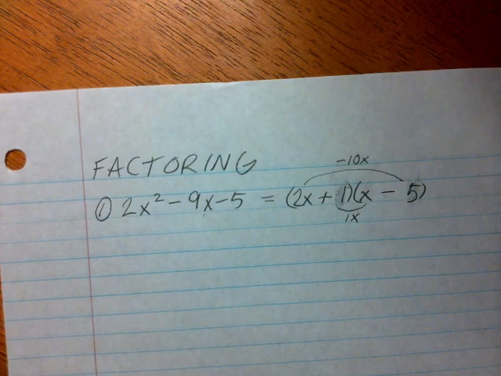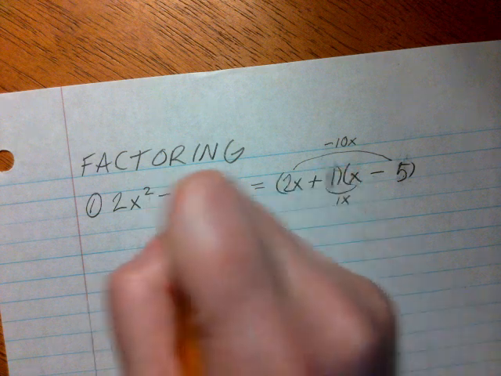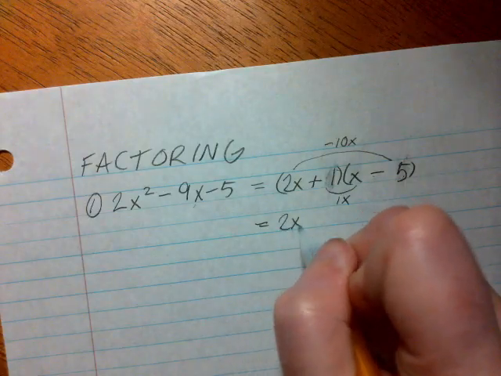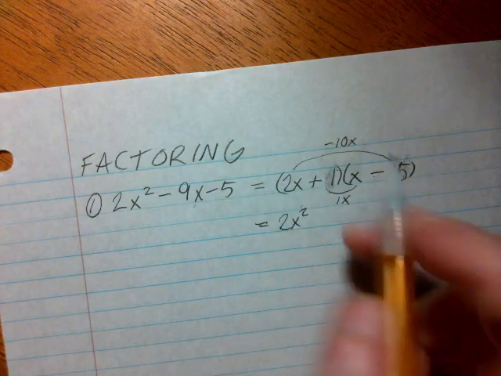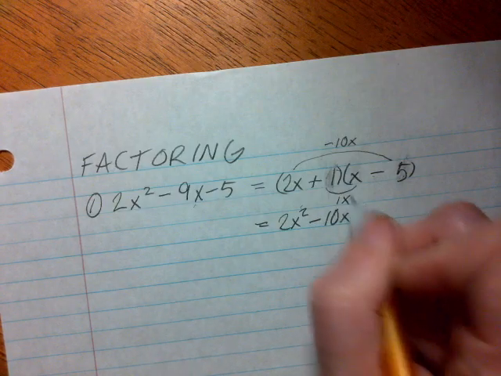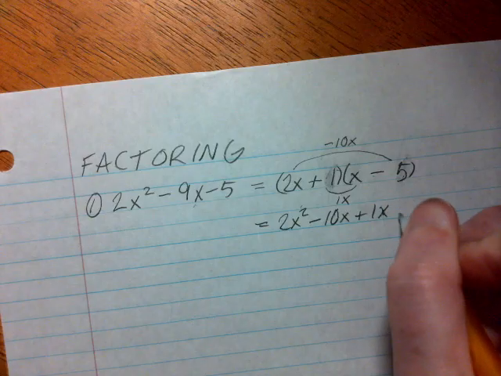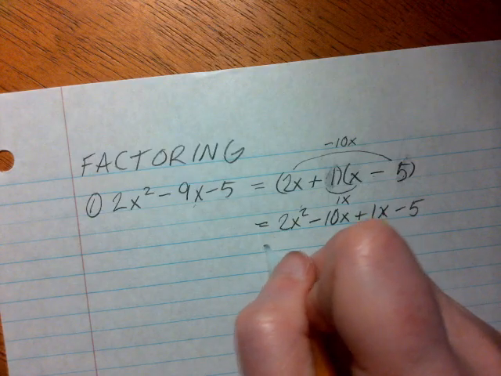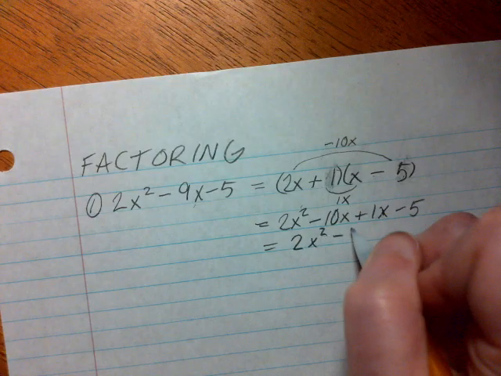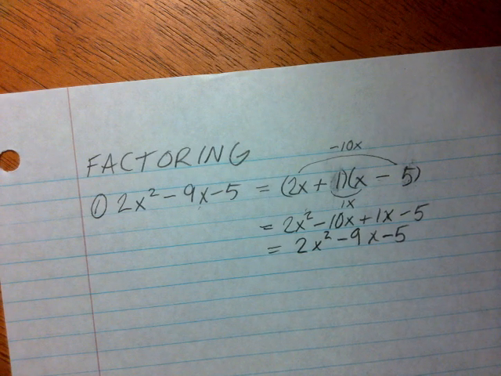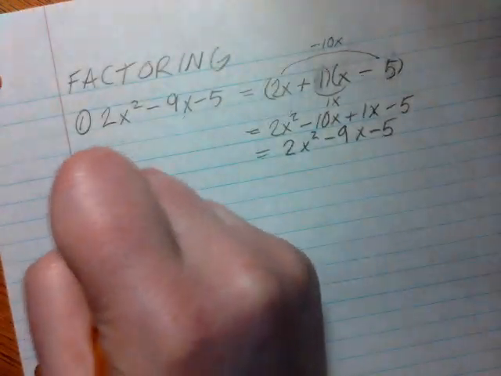So last step is always just FOIL it back out and make sure you get the right thing. So first, 2x squared, outer, negative 10x, inner, 1x, last, negative 5. And this is indeed what we started with. So this was the right factoring. Okay, let's do another one.